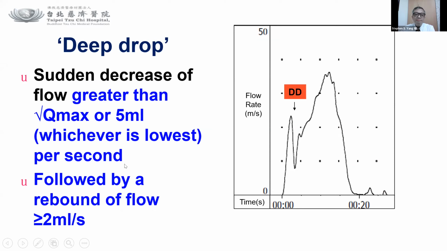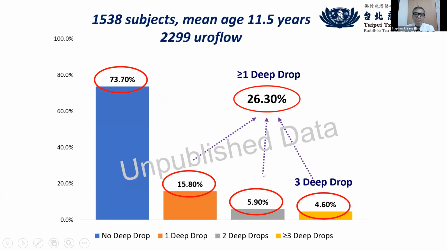The curve also has to be followed by a rebound of flow greater than 2 ml per second. So this is a deep drop in 1 second, with a rebound greater than 2 ml per second. So this fulfills the criteria of a deep drop.